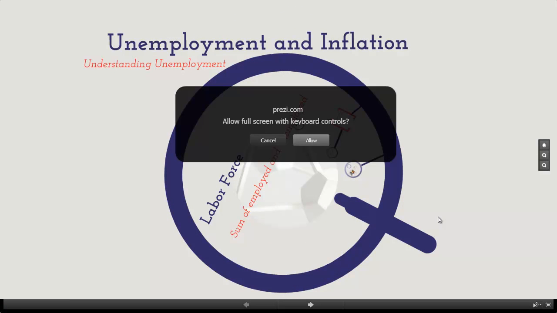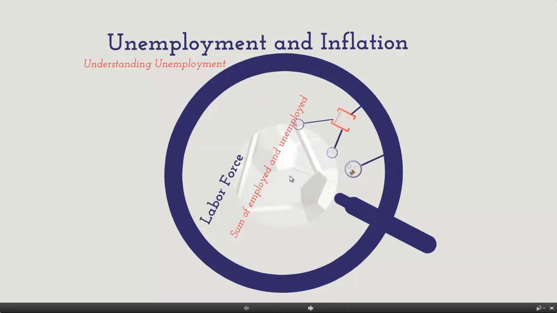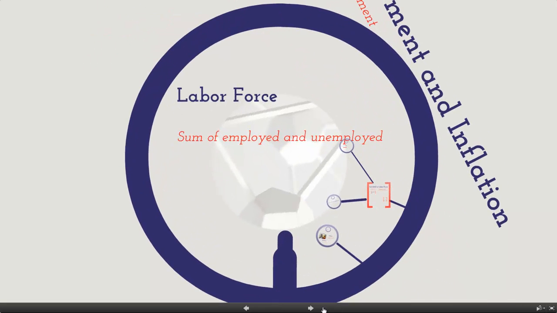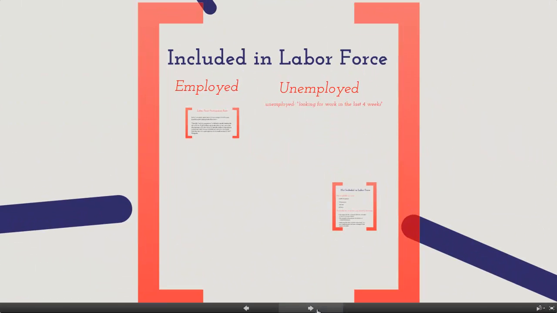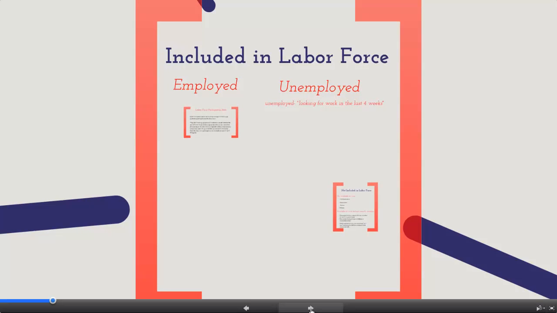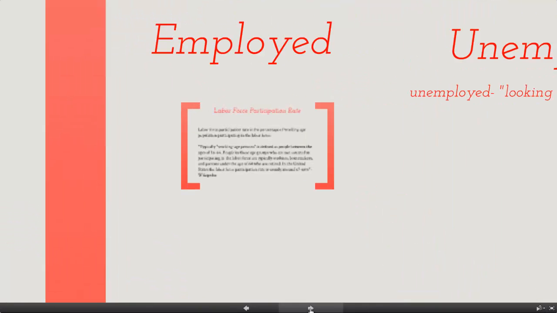This is an overview of unemployment and inflation. The labor force is the sum of the employed and unemployed. Well, who's in the labor force? Included in the labor force are anybody that's employed, part-time or full-time, and anybody that is considered unemployed. The unemployed definition is that you are unemployed, but you have been looking for work in the last 4 weeks. If they're collecting unemployment payments, then they would be considered unemployed.